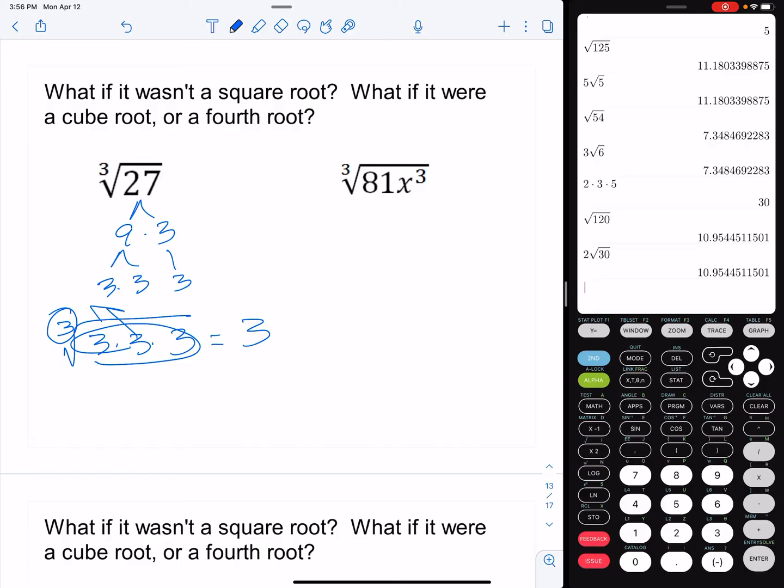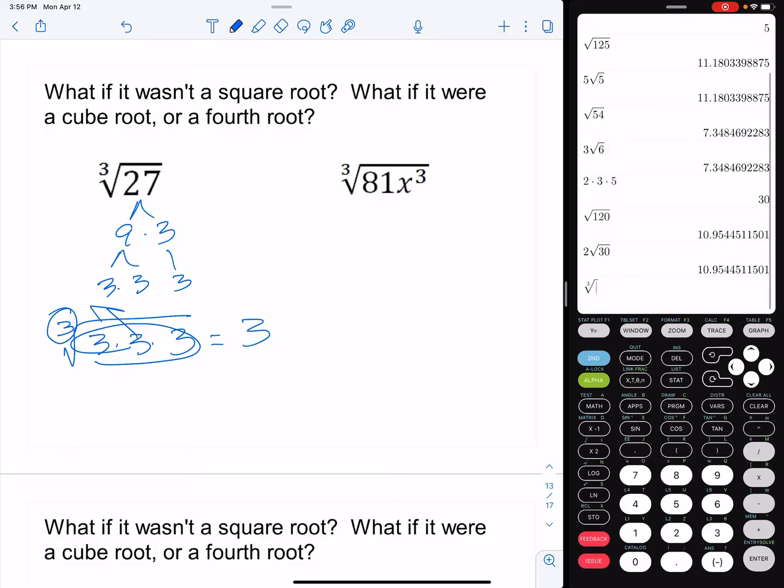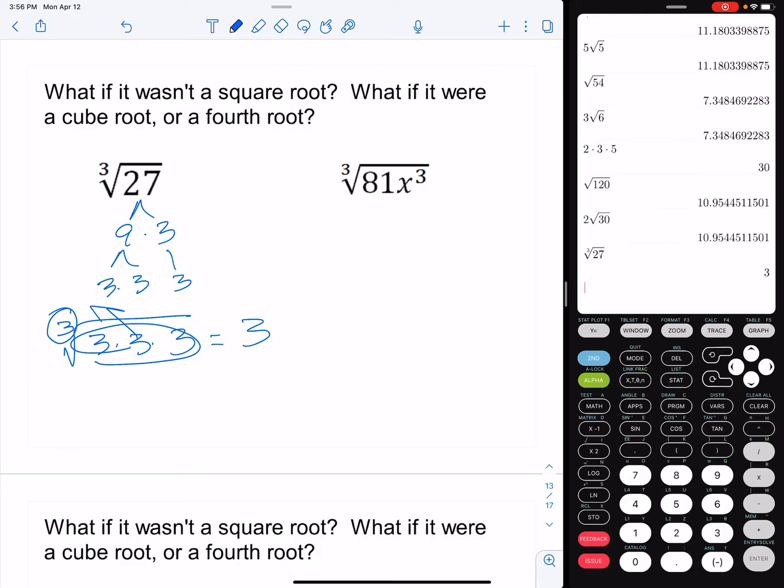Well, in order to check this one, what you're going to have to do is go into the math menu. Okay? So in this math menu, you'll notice on number 4, we have a cube root. Well, that's the one that we're going to use on this one. So you would type in 4, math 4, so that gives you that cube root, 27, enter, and you'll notice it does say that it's 3.